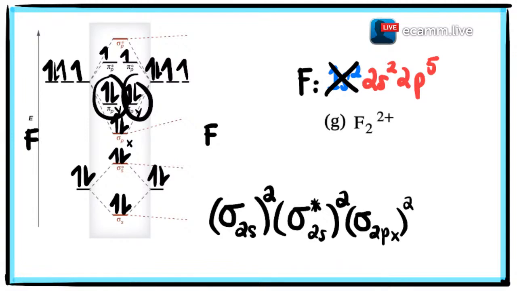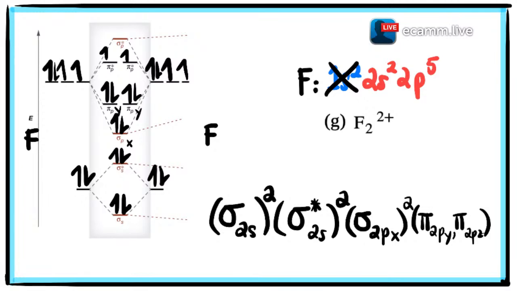Then I have to incorporate these two. Now they're on the same level, so usually they will have them both in the same parenthesis. So I have pi 2py, comma, pi 2pz, close that up, and that's now to the second.